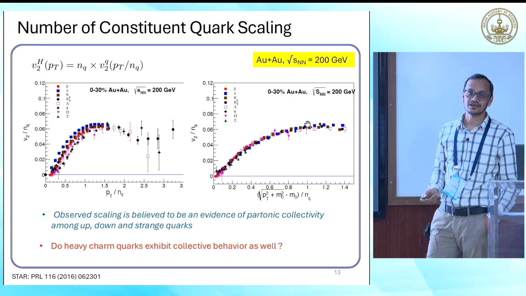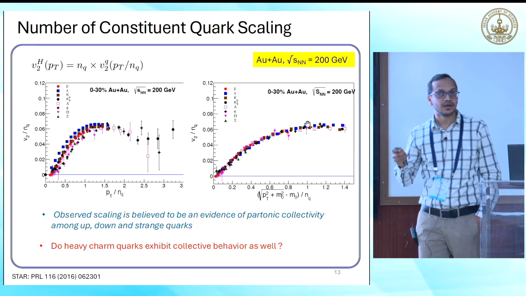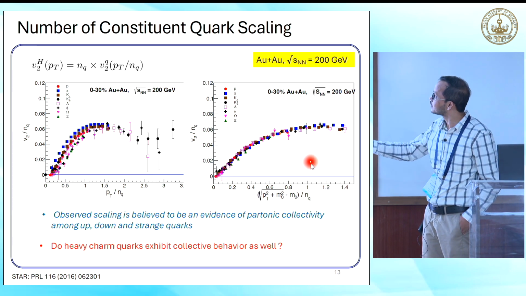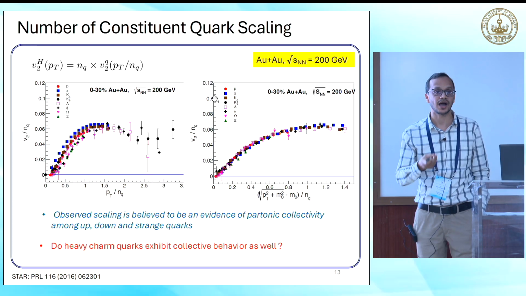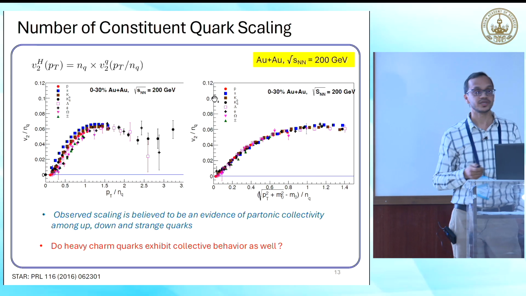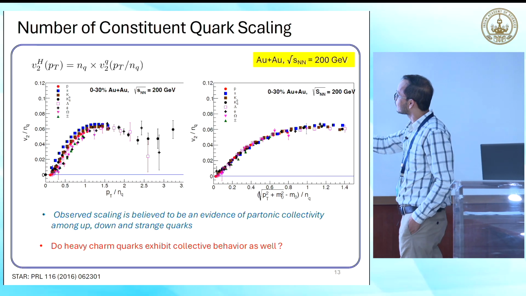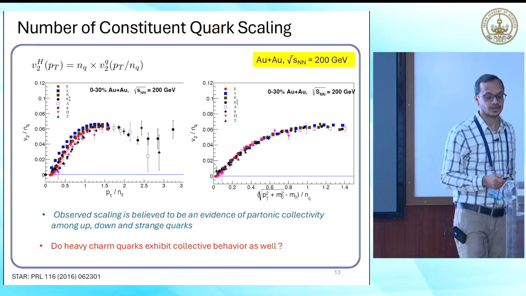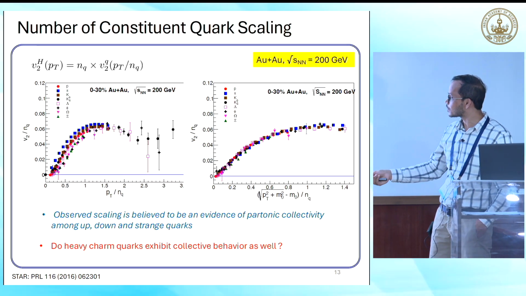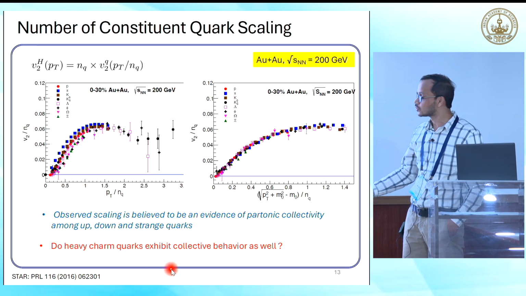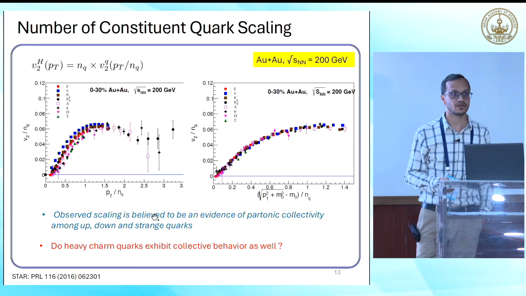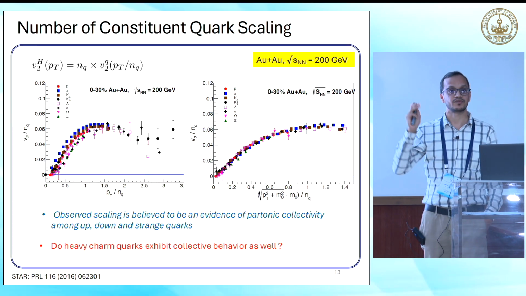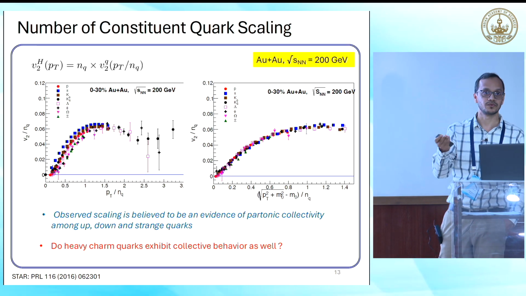This scaling is considered as evidence of collectivity among the constituent quarks. Here, the hadrons we have selected are made up of up, down and strange quarks. So we can say that this plot suggests that there is collectivity among the up, down and strange quarks. So we ask this question: what about the heavy charm quark? Do they also exhibit collective behavior or not? The charm quark mass is approximately 1.3 GeV, whereas up and down are 2 to 4 MeV.